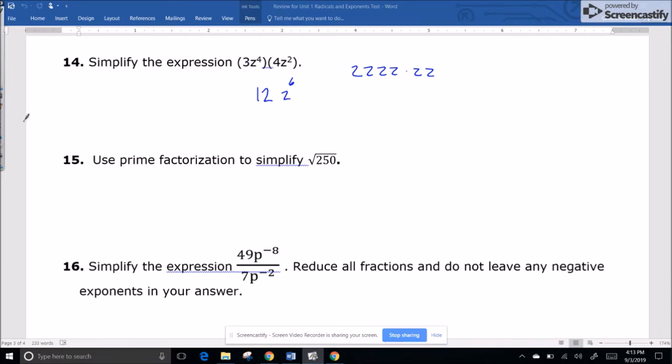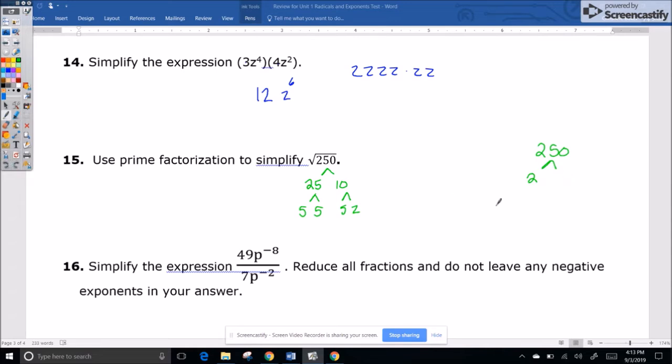Okay, number 15 is prime factorization again. So 250 is 25 times 10. 25 is 5 times 5. 10 is 5 times 2. Again, if you wanted to do this a little bit differently, you could say that 250 is 2 times 125.